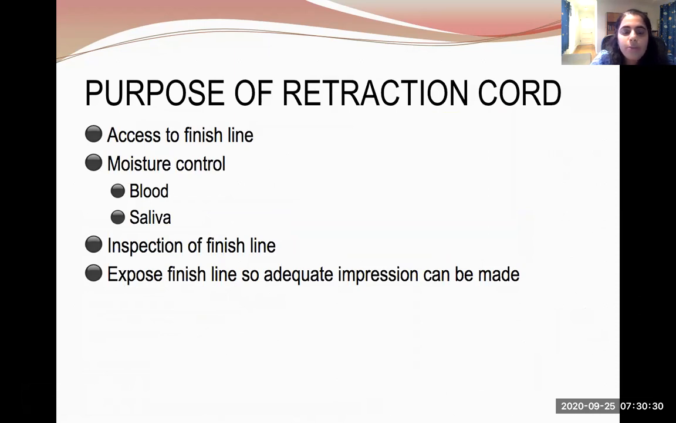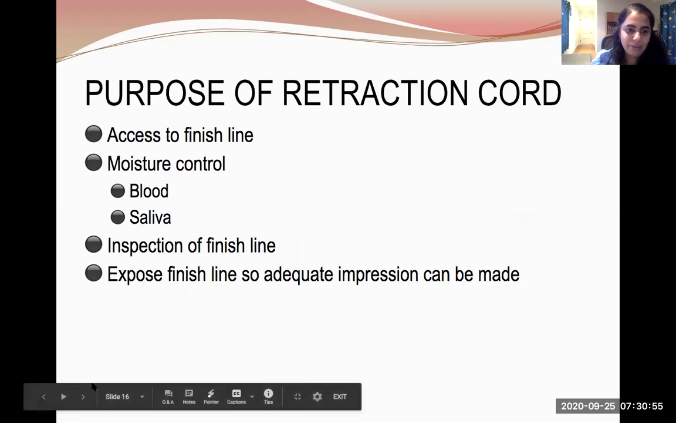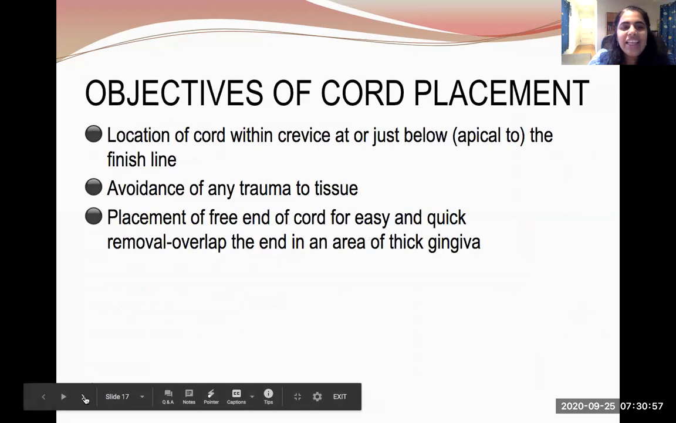Number one, we have to be able to access the finish line, and there needs to be moisture control of blood and saliva. We have already discussed this in the previous slides. It's just a revision. Then there's inspection of the finish line, and you want to be able to expose the finish line so an adequate impression can be made. This is such an important point that we're going to keep going over and over till you guys have it imprinted into your head.